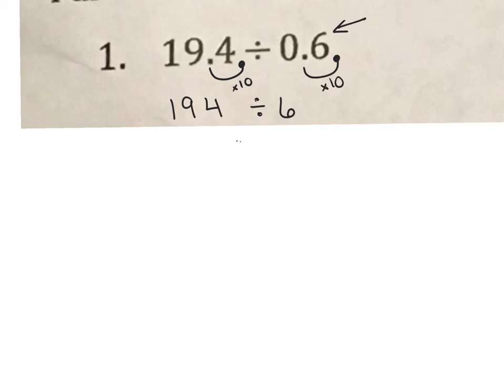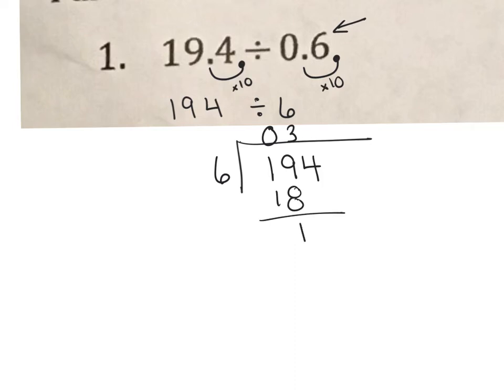Then the first one in line, so think about this as the line leader, they go inside first because they're first, so they're going to follow and go inside. So they're going to go 194 and your 6 goes on the outside. 6 cannot go into 1, so add a 0. 6 goes into 19 3 times, which is 18, minus 1, or 19 minus 18 is 1. Bring down your 4. Then 6 will go into 14 2 times, which gives me 12.